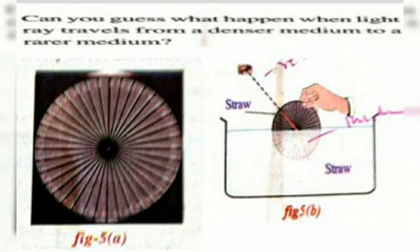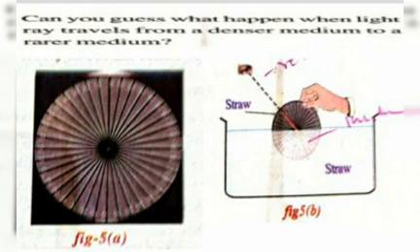From the top of the vessel, try to view the straw which is inside the water as shown in figure 5B. Then adjust the other straw which is outside the water until both the straws appear to be in a single straight line.